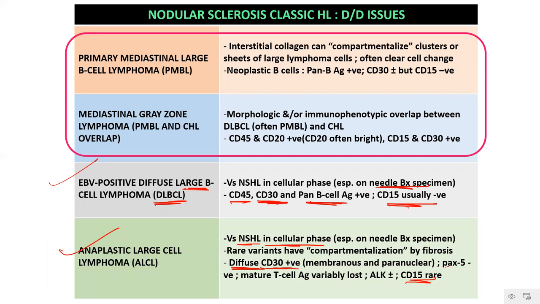And of course, because it's of a mature T cell phenotype, anaplastic large cell lymphoma will be negative for the B cell transcription factor PAX5 and will express basically T cell markers. But in the context of ALCL, keep it in mind that many of the mature T cell markers, like, for example, CD3, CD5, CD7 can show variable degrees of loss. So in order to diagnose ALCL, you might have to utilize more than one mature T cell marker.